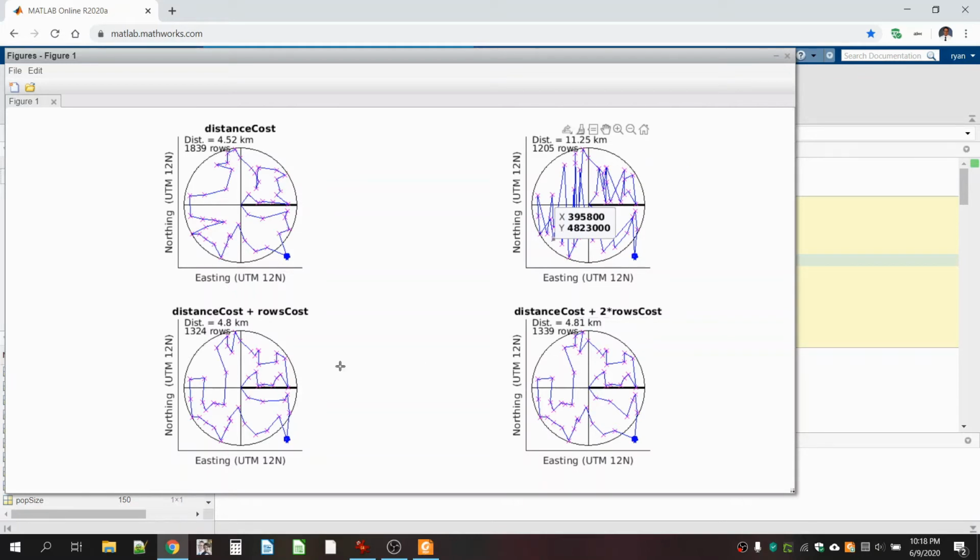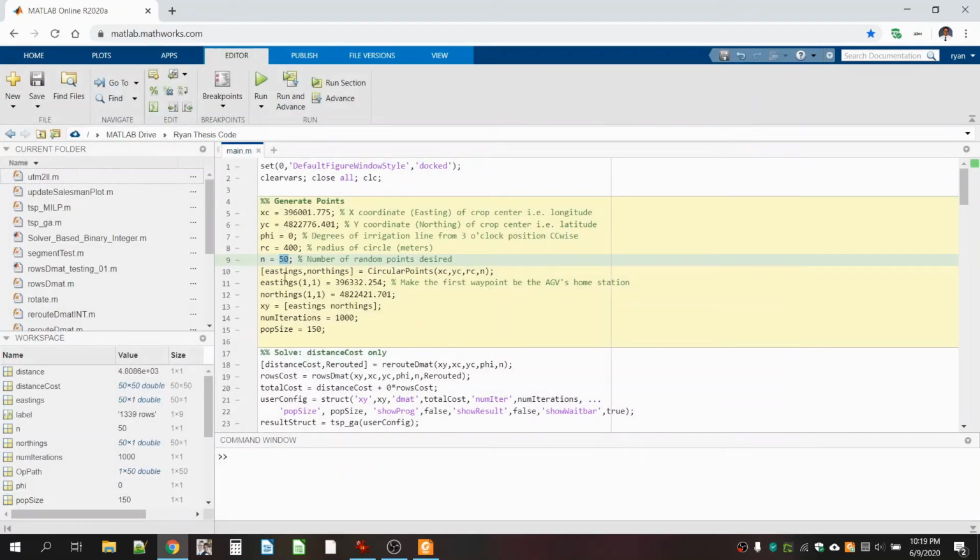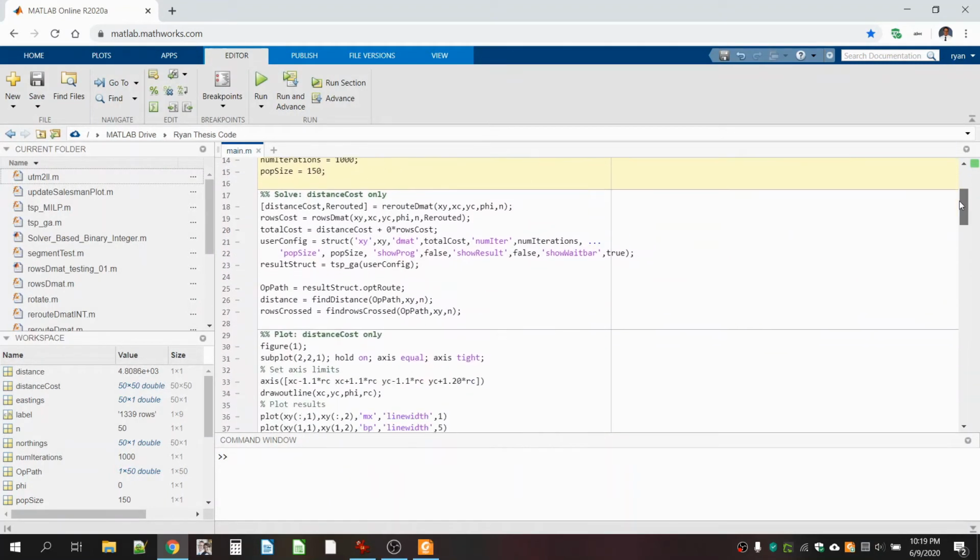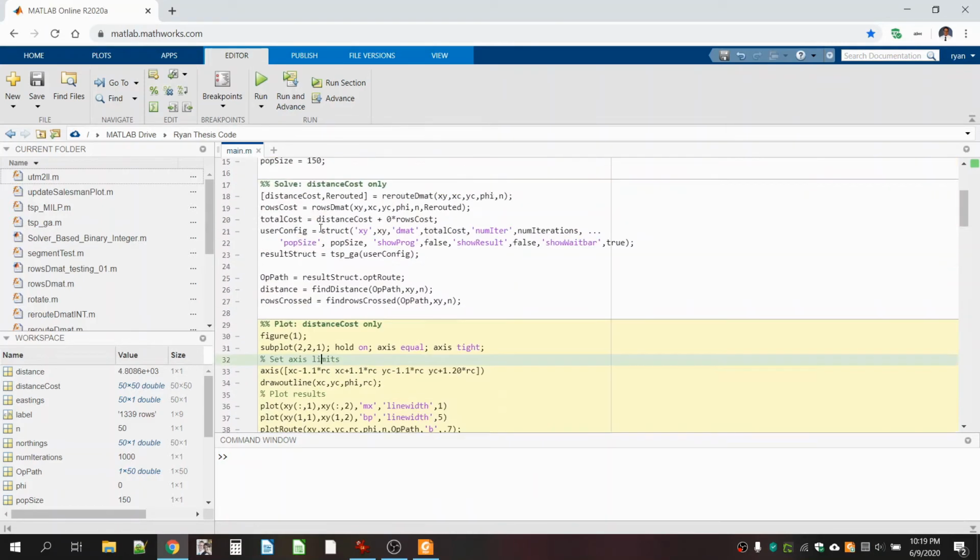Now, when you add both of them together, you get a distance which is a little larger than the first solution, but you do have a lot fewer rows crossed. And if you weight the rows more, then you'll get different results. So that's that. Sometimes with a low number of potato plants, you get weird results. 50 I just used to solve everything quicker. So one thing I skipped over is how I'm plotting everything.